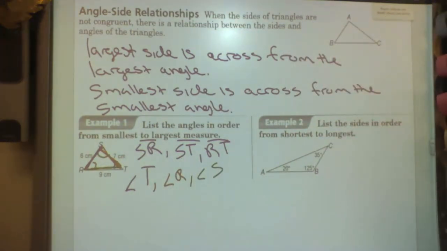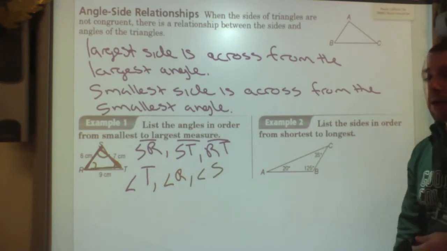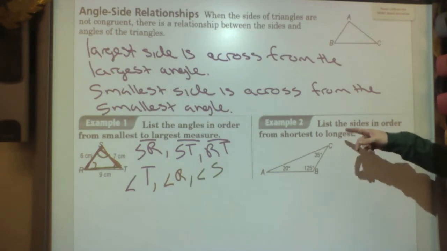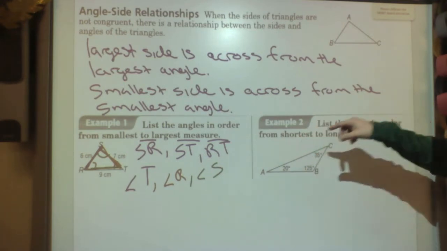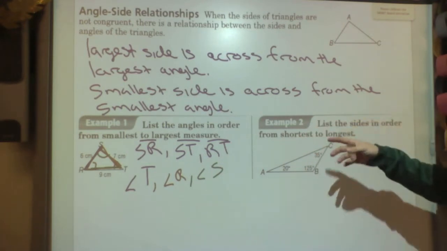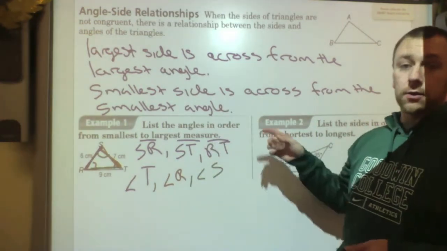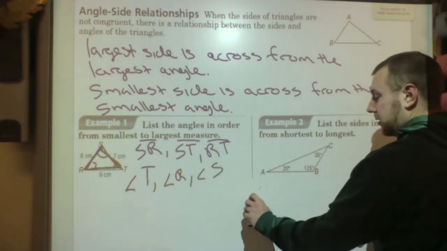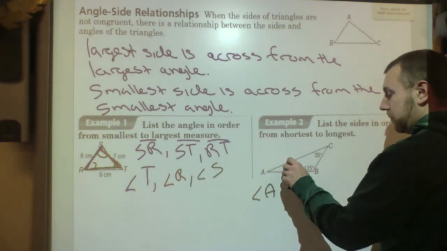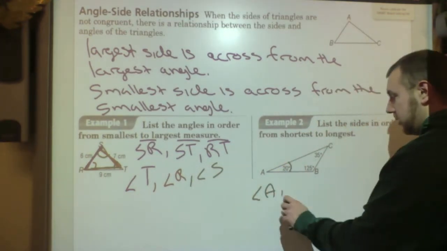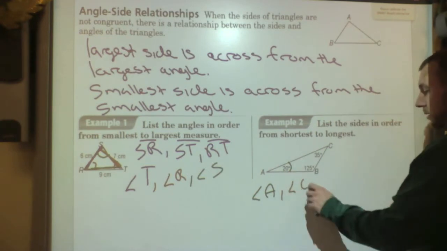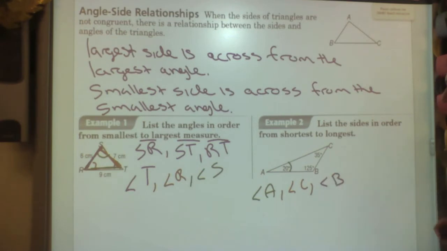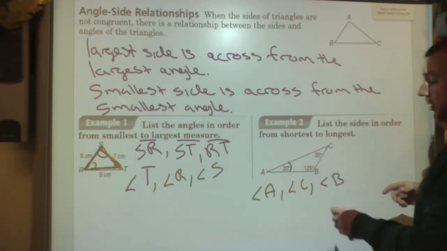In this example, we're given all the angles. So, again, we're going to list the sides in order from shortest to longest. What we do is we measure the angles from smallest to largest. So the smallest angle is angle A, right here. Then angle C. Then angle B.